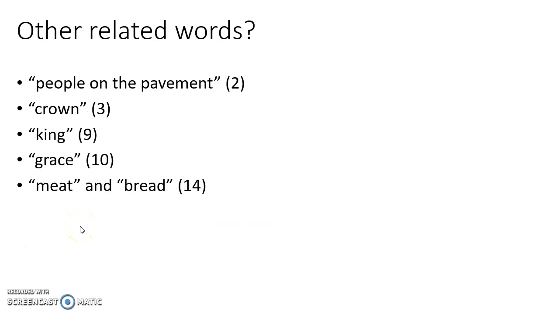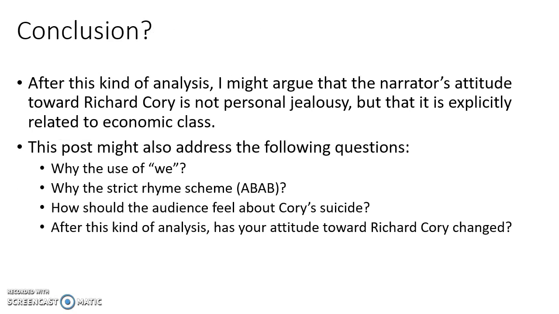So what are some other related words to imperial, I think? We have line 2, people in the pavement. We said he is a gentleman from soul to crown. And I think crown there can mean head, but it also is where the king's crown goes. The word king, grace, which is often related to rulers. And then the line about the meat or the bread, right? So these are all terms I think are related to the word imperial, which I'm going to argue is a really important part of the poem.